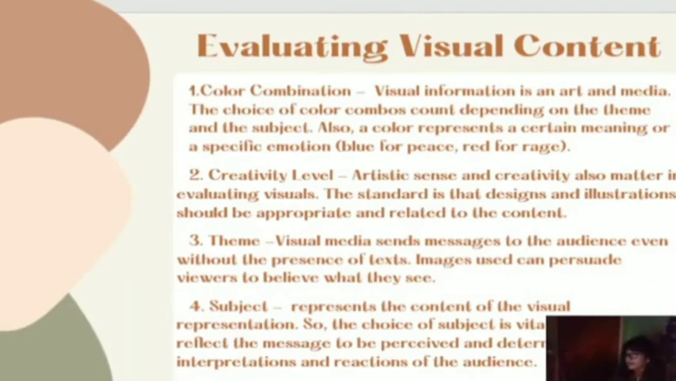So these are things to consider when evaluating visual information. First is color combination. Visual information is an art and media. The choice of color combos count depending on the theme and the subject. Also, a color represents a certain meaning or a specific emotion. For example, blue for peace and red for rage.